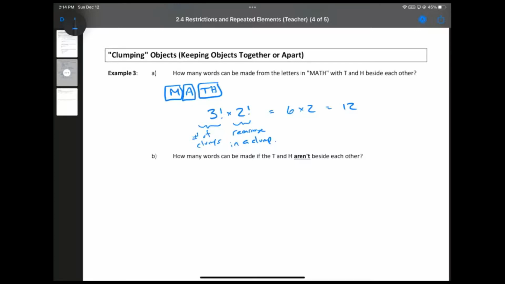Or what I could say indirectly is it's just all possible cases minus the versions where they're together. There were 24 possible words we could make with 4 letters rearranged. We just said there were 12 where they were together, so there are 12 where they are not together. And in this case, indirect reasoning kind of wins out again.